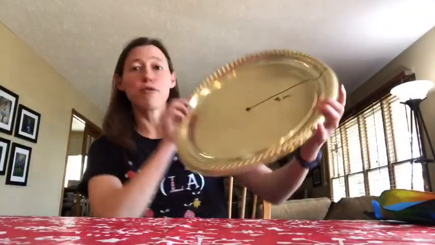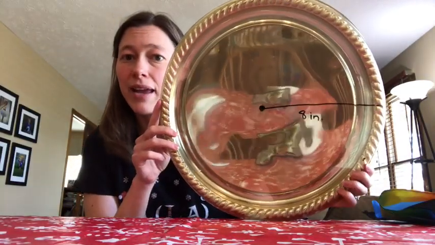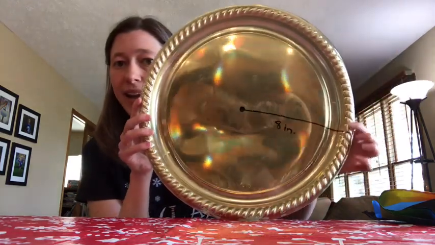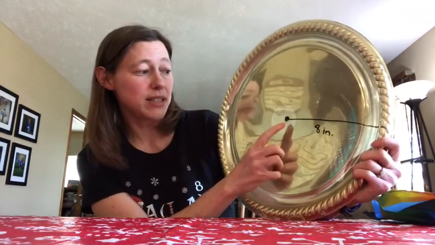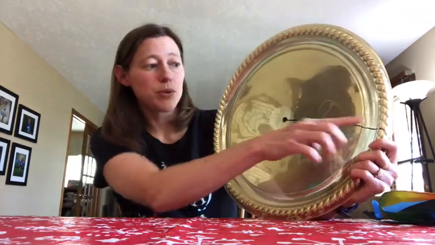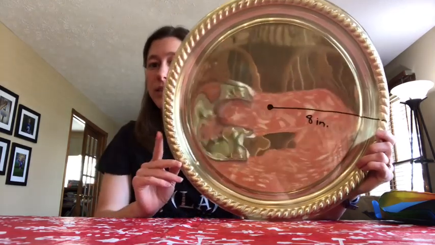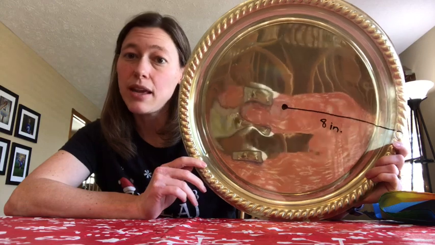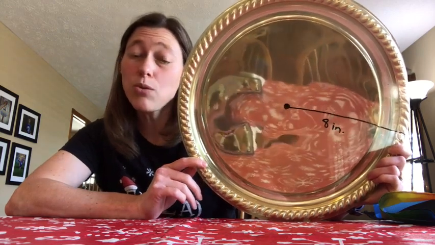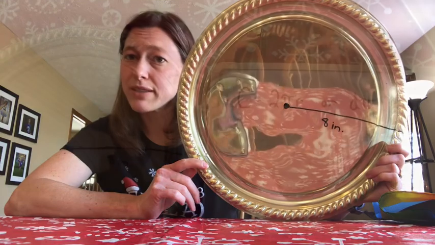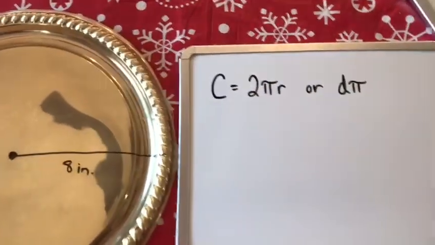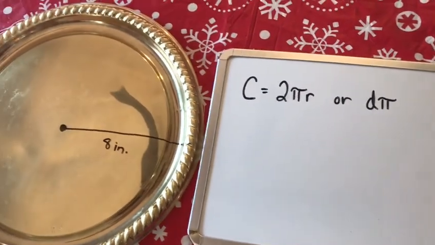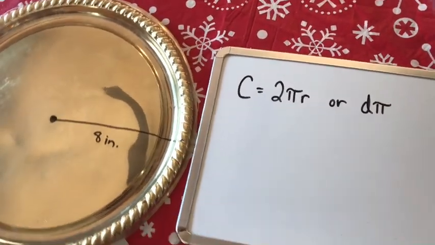Next, I have my circle, and I have found the radius of this circle. It's 8 inches. Remember the radius is from the center out to a point on the circle. The center to any point on the circle is called the radius, and I found that mine is 8 inches. We are going to find not only the area, but the circumference. The formula for the circumference of a circle is 2 times pi times the radius, or diameter times pi. I'm going to show you why here.